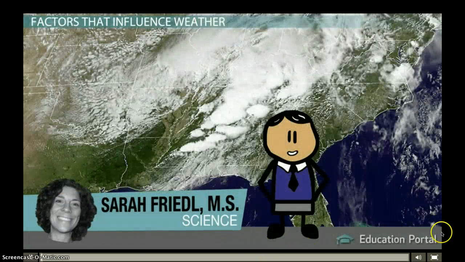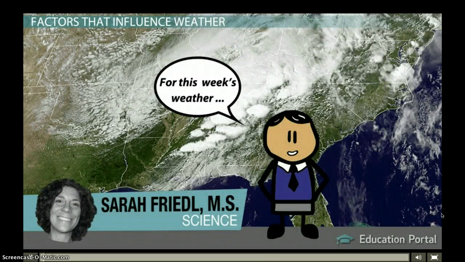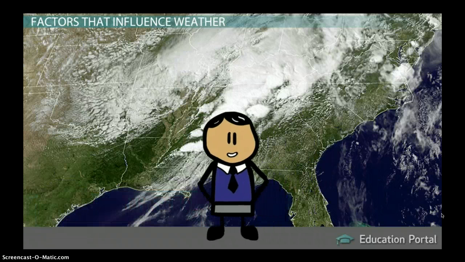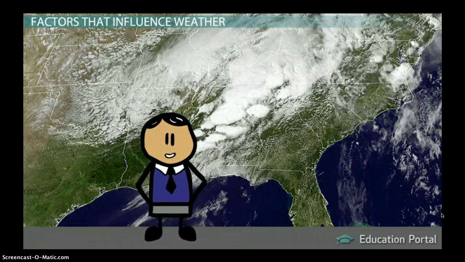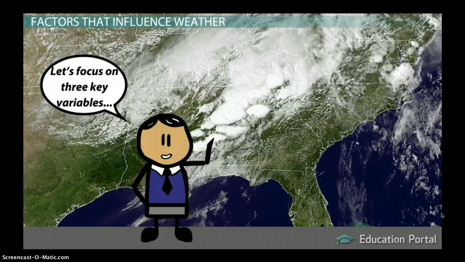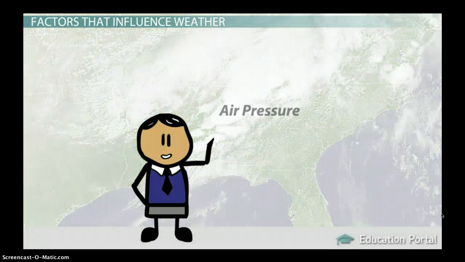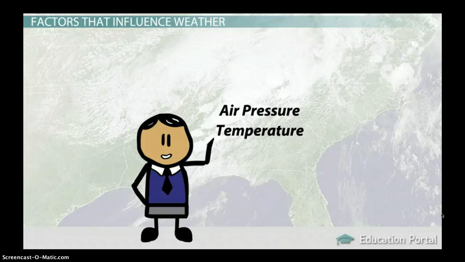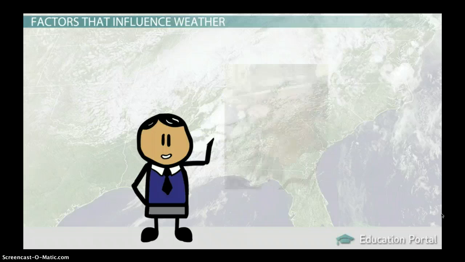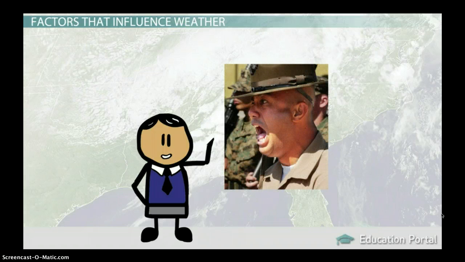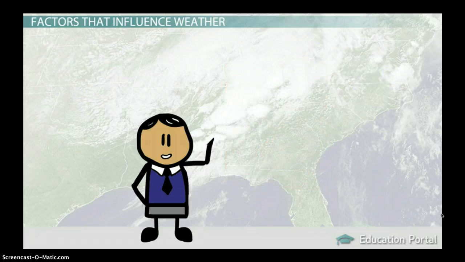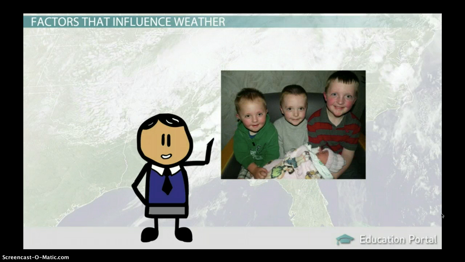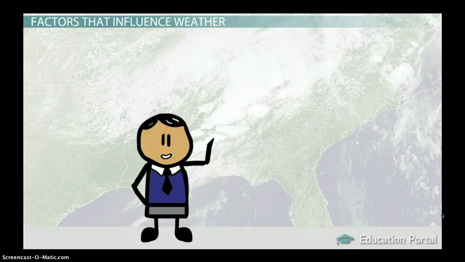Although it may seem like it sometimes, weather forecasters don't just make up their predictions. They use the best available science as well as three key variables that are critical to understanding weather: air pressure, temperature, and air density. These variables are essential because, like a well-organized set of drill sergeants, they control how air behaves and thus they control the weather. However, they are not mutually exclusive. Like a set of siblings, each variable is closely related to the others, whether they like it or not.